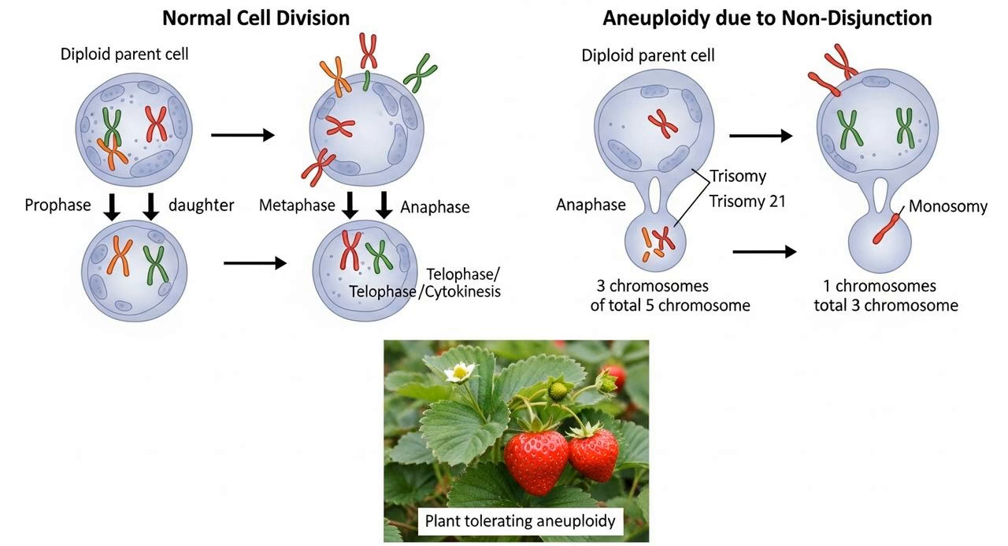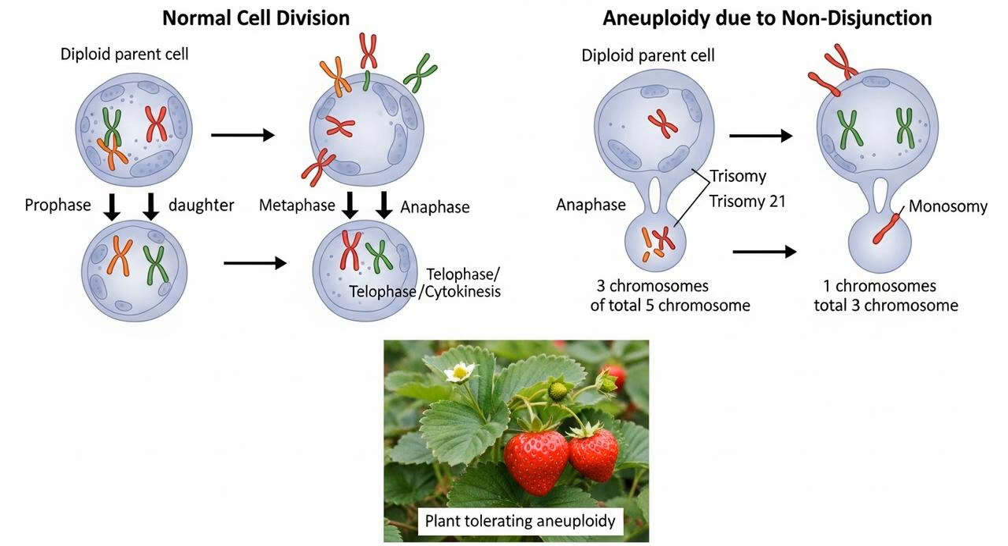This is usually caused by an error called non-disjunction, where chromosomes fail to separate properly during cell division. In humans and most animals, aneuploidy is almost always bad news. The genetic imbalance it creates disrupts the finely tuned network of gene interactions needed for development. We see this in conditions like Down syndrome, which is caused by an extra copy of chromosome 21, or Turner syndrome, a female with only one X chromosome. Most other aneuploidies in humans are so severe they result in miscarriage.